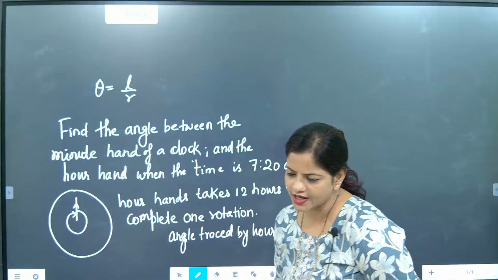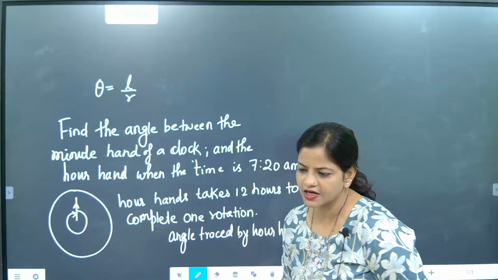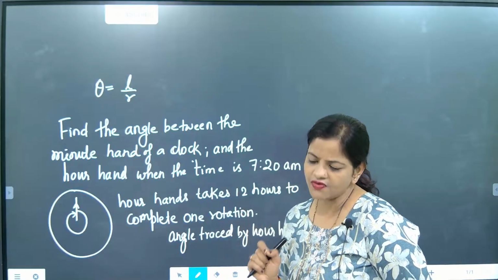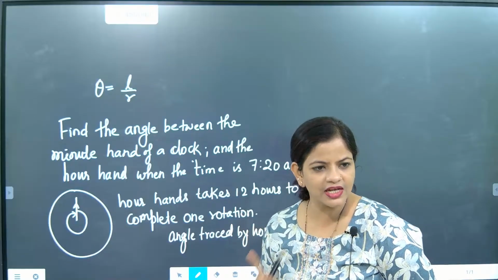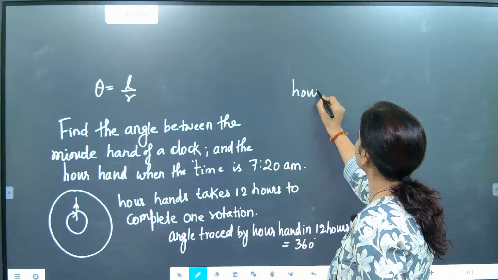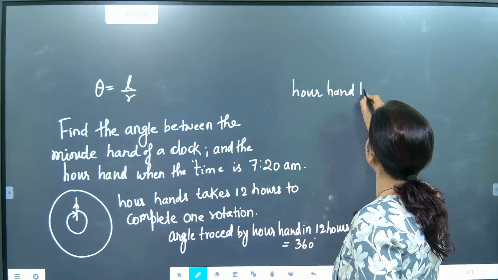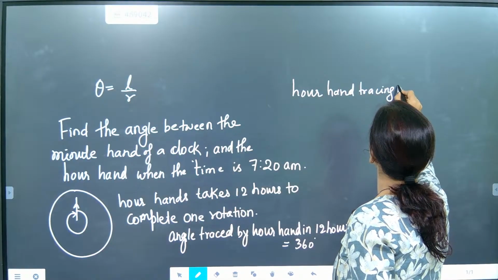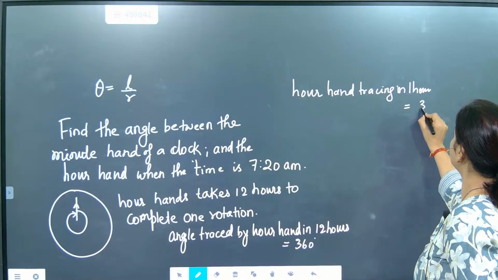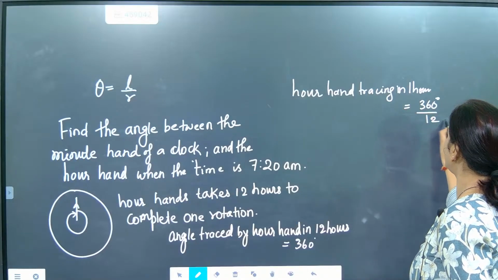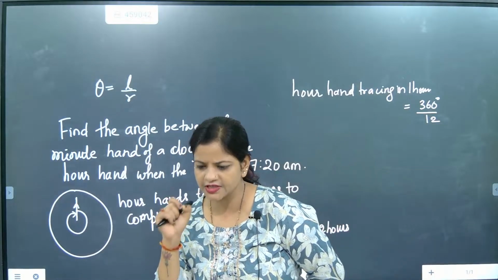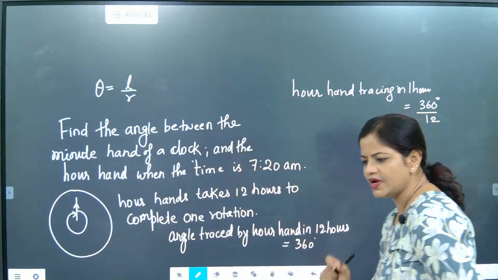If you check here, 7 hours and 20 minutes are there. So total degree conversion we have to do. The hour hand traces in 1 hour 360 by 12 degrees. Okay, 360 by 12. So in 1 hour it will trace 360 by 12. Now 7 hours and 20 minutes are there.